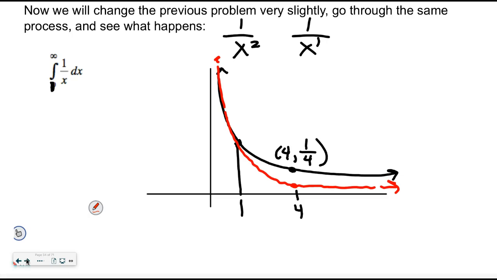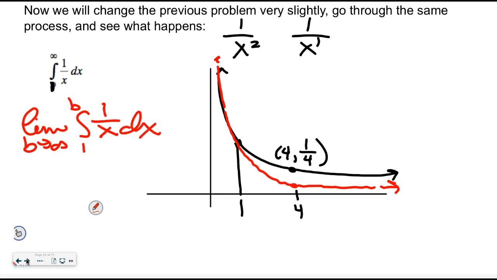Does it settle? Here we go, same thing. You're going to say I can't use infinity as a number. You're going to go from 1 to b. You are going to take the limit as b creeps up on infinity of 1 over x dx. You're going to ignore the limit. Blake, ignore the limit and just antiderivate. What's the antiderivative of 1 over x?